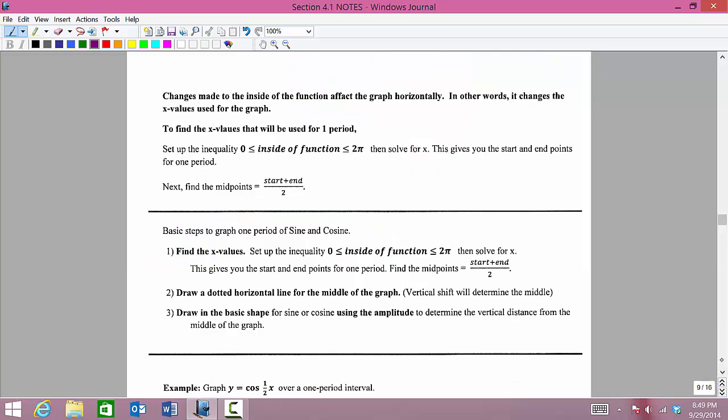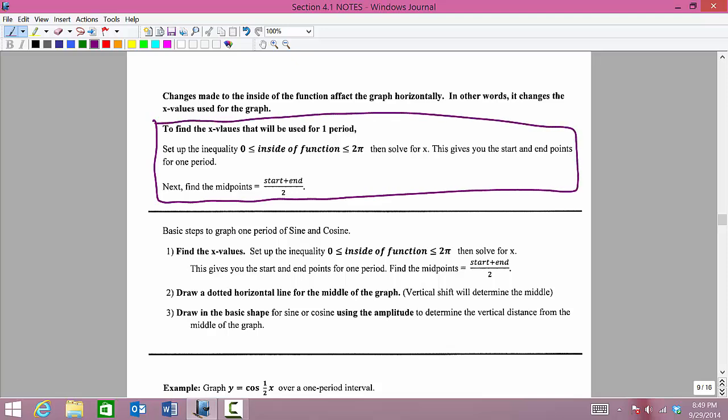When we make changes to the inside of the function, that affects the graph horizontally. In other words, it changes the x values that will be used for the graph. To find the x values that will be used for the graph, if we change the period, so we have any kind of horizontal change, the x values will change.